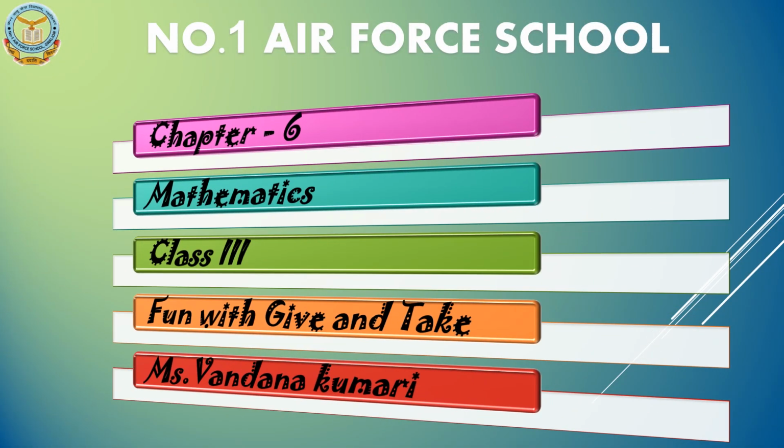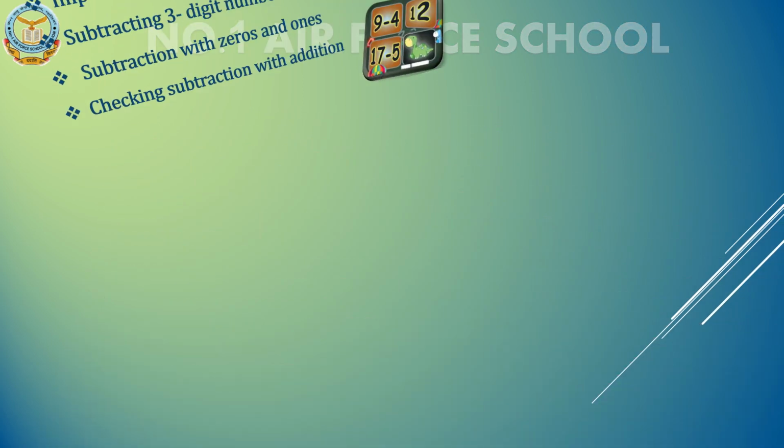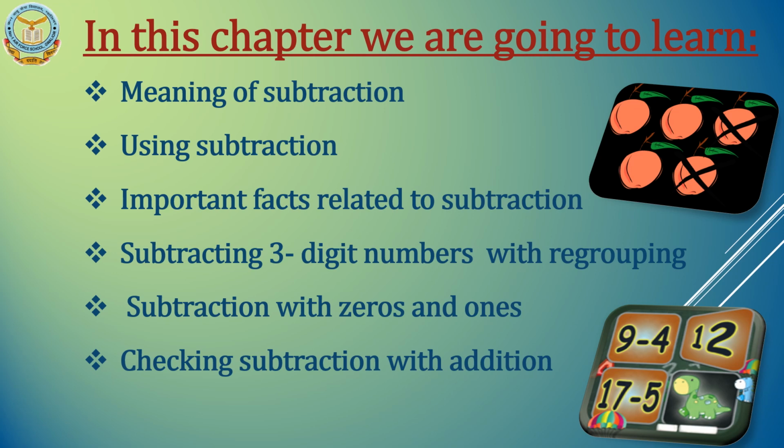Today we are going to learn chapter 6 of class 3rd mathematics. The name of the chapter is Fun with Give and Take. In this chapter we are going to learn what is the meaning of subtraction, where to use subtraction, what are the important facts related to subtraction, how to subtract 3-digit numbers with regrouping, how to subtract the numbers with zeros and ones, how to check subtractions with addition.